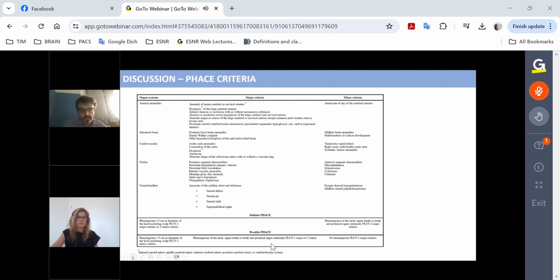However, if we consider the criteria to define PHACE syndrome, probably we are between a definite and a possible PHACE, because the hemangioma was not 5 centimeters, but 4.5. And then we have two main criteria, which are the arterial abnormalities, so the asymmetry of the carotid vessels, and the infratentorial abnormalities with the typical tilted receiver sign, and also the Meckel cave enlargement. So it's a highly probable PHACE syndrome, even if it doesn't fit perfectly all the criteria.